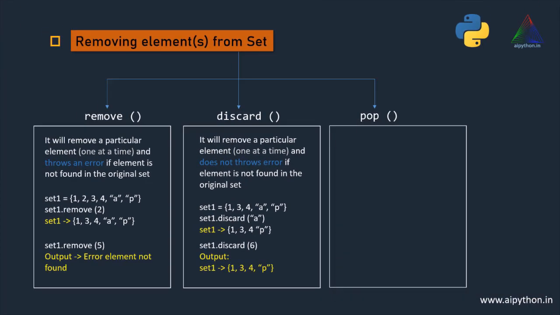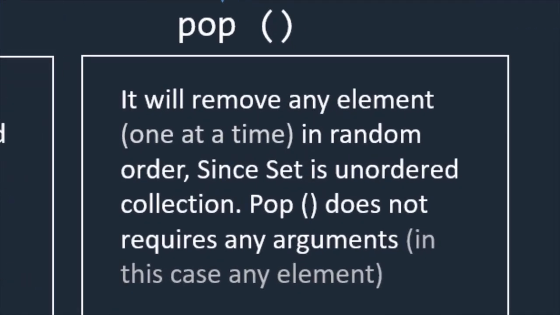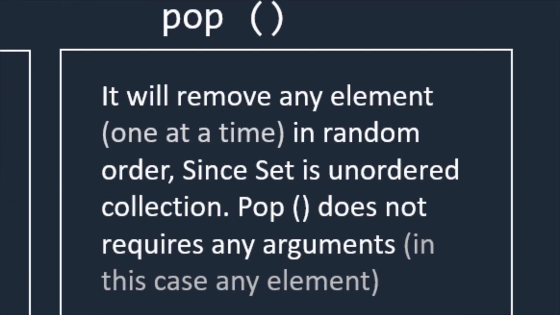We have another function called pop. So why use pop, when we still have the remove and discard functions? The explanation is that it will remove any element at a time in random order, since a set is an unordered collection. Pop does not require any argument. In simple words, since we know that a set is not an ordered collection, if you just want to randomly reduce the length of a set, then you can use pop. You won't even know which element will be removed from the set.